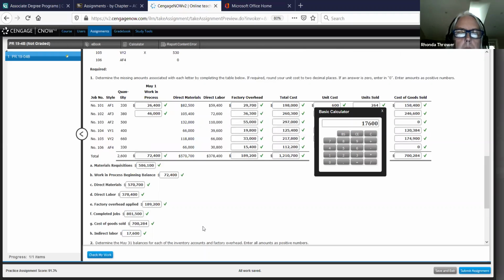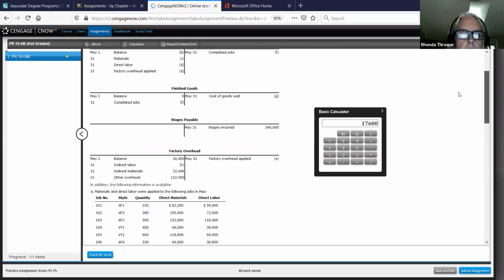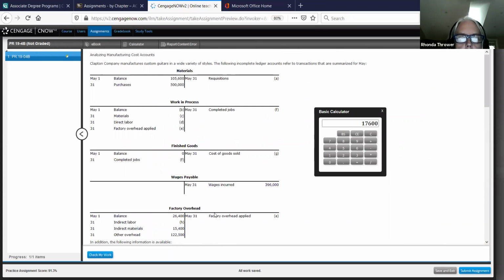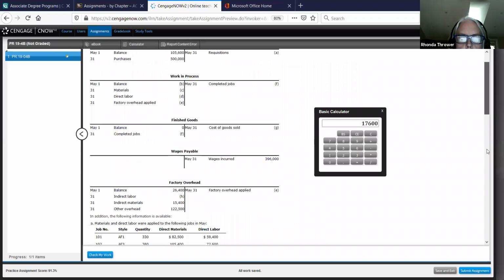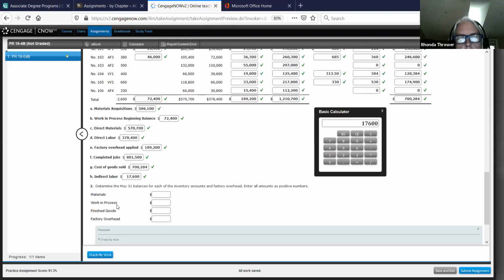And that's your indirect labor there. And that would go in H. And H in your T accounts was represented right here as the amount of the factory overhead. So what you're doing is you're filling in the blanks to determine the next part, which they're asking you for, is to determine the balance in the materials account.